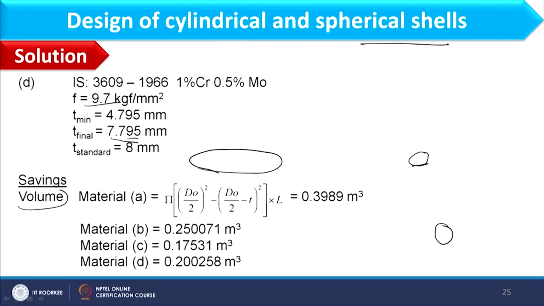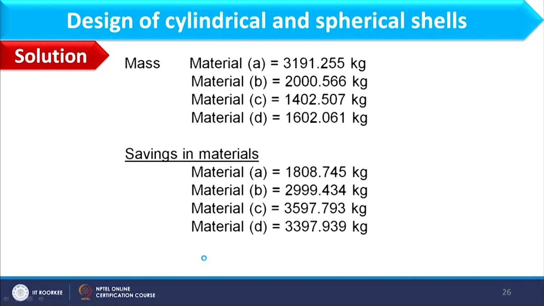Now we will speak about the savings. How can I find the saving? I need to find out the volume of material of each category which is used to design the shell, and then we will multiply that with the density, and then we will compare that with the 5 ton material available. So, for saving we need to calculate the volume, you can calculate it by this expression, that is a common expression, and for material A we have 0.3989 meter cube as a volume, and similarly we can consider volume for other materials also.